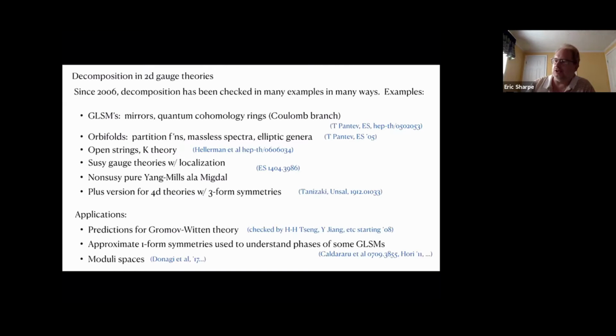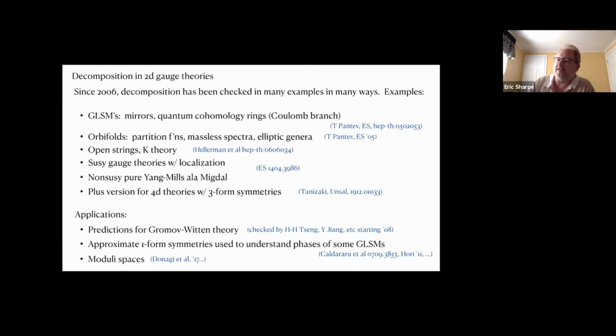You can see this in open string theories via localization. Partition functions, two-sphere partition functions, naturally decompose in this fashion. One can play this game in non-supersymmetric pure Yang-Mills theories. I'll briefly outline towards the end, if I have the time, how that works. Nowadays, there's even a version that was worked out recently for four-dimensional theories with three-form symmetries.